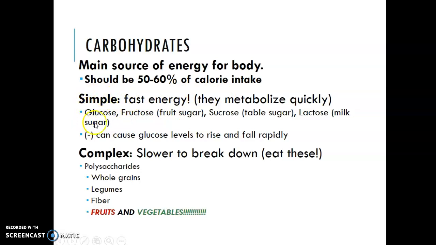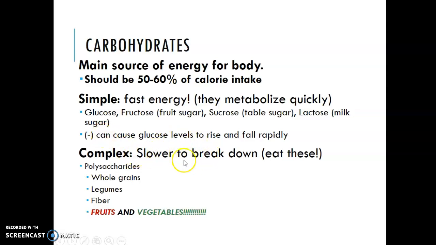So this is our glucose, which is what our body does end up breaking it down into to use. Fructose, which is our fruit sugar, while natural sugars are better than other sugars, it is still a sugar, a simple sugar. Sucrose, which is our table sugar. Lactose, which is our milk sugar.